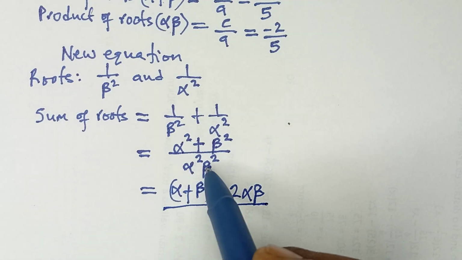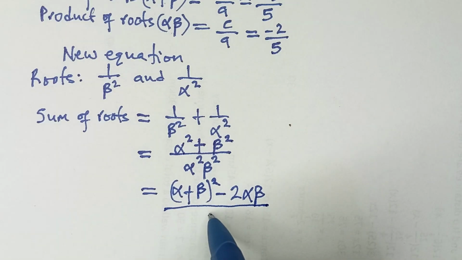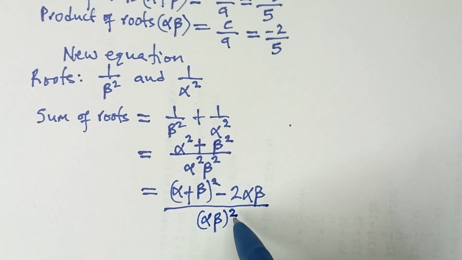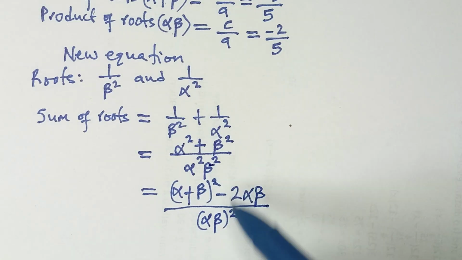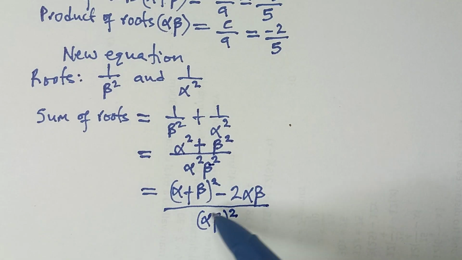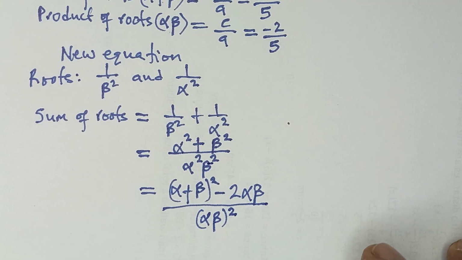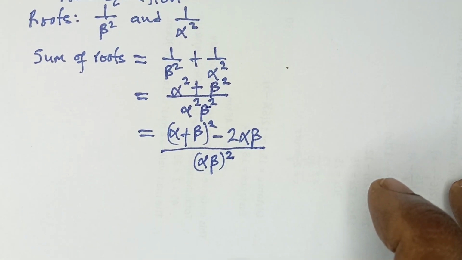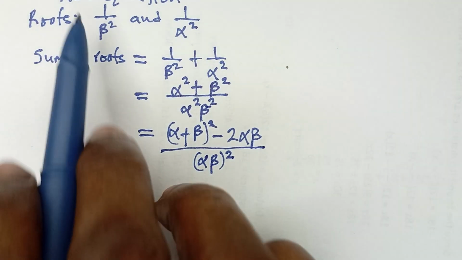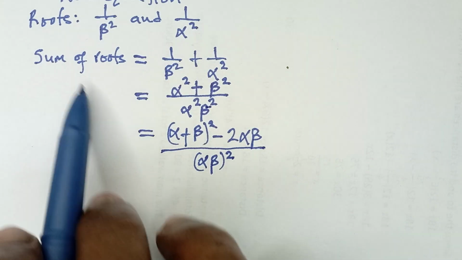this alpha square beta square can be expressed as alpha beta all squared. So as you can see, if we expand, because this square will affect what is in all the two terms inside the bracket. So if we expand this, it will take us back to this. So this is alpha beta all squared. Now that we have this, we can go ahead. Don't forget, we are trying to obtain the sum of roots of the new equation. The sum of roots is what we are working towards.